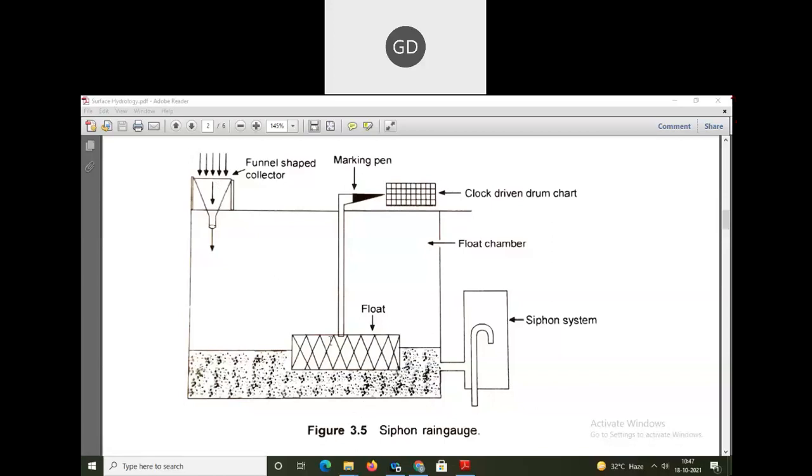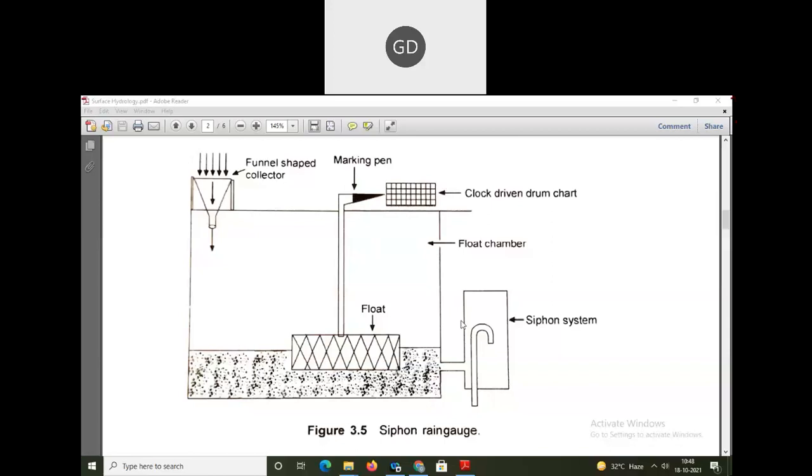As you can see here, this float will subsequently rise, and there is a marking pen above. Whenever the float rises, the pen attached to this float will record the rainfall on a rotating drum. Here you can see a clock driven drum chart. The pen records the rainfall on this rotating drum through a clockwork mechanism.